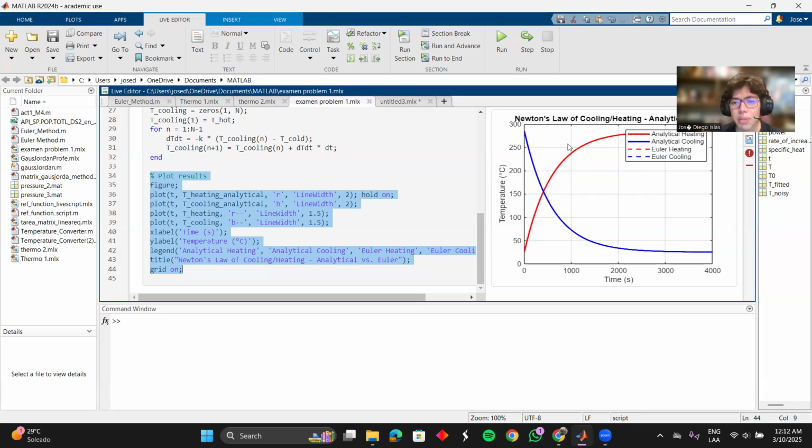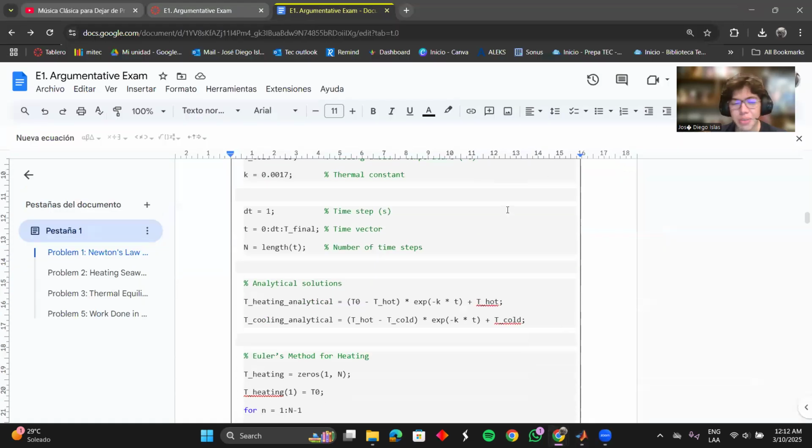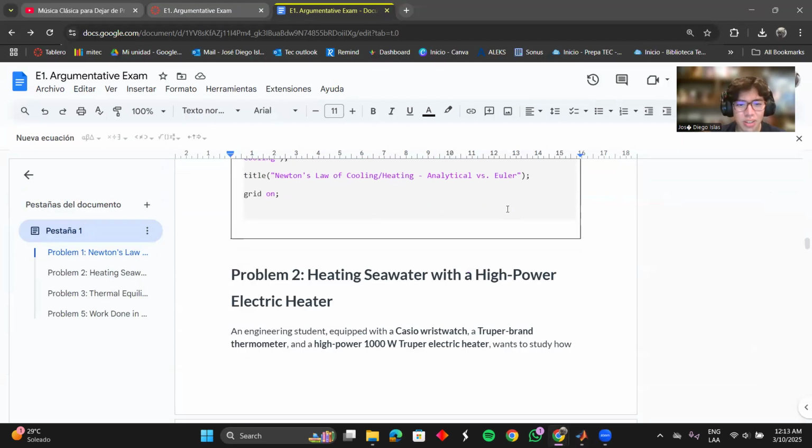And this is the part of the heating, right? Well, it ascends, and it reached the temperature at which we later took the thing out and started cooling, right? So yeah, I'm going to go back to my things.